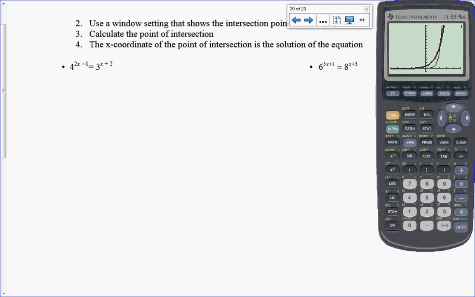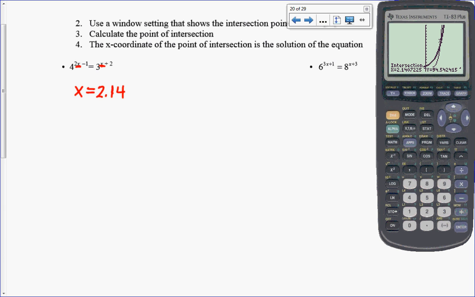And it will tell you that the point of intersection is at 2.14 for your x value and 94.5 for your y value. Because you're trying to solve for x in this equation, it's the x value of that point of intersection that is your answer. So x equals 2.14. Okay, that's as simple as it is.